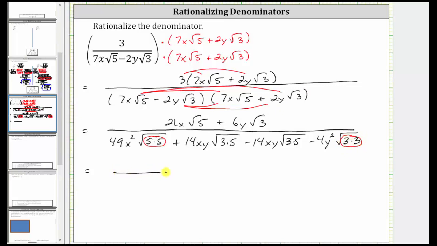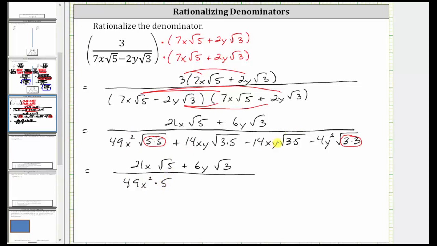So simplifying, the numerator does not simplify. We have 21x square root 5 plus 6y square root 3. In the denominator, the square root of 5 times 5, or 5 squared, simplifies to 1 factor of 5. So here we have 49x squared times 5.